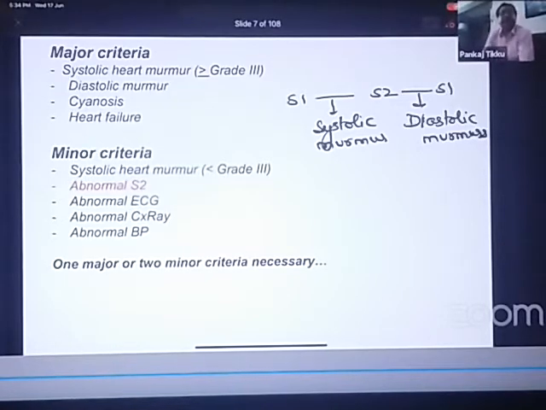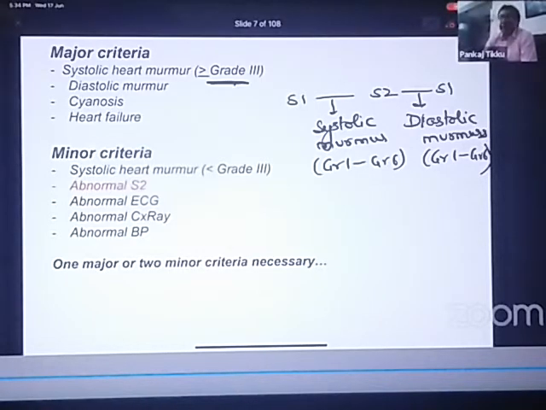Each of these murmurs is further graded into 6 categories, from grade 1 to grade 6, and similarly here also from grade 1 to grade 6. So any systolic murmur which is more than or equal to grade 3, any diastolic murmur, now it is not required what the grade of a diastolic murmur is, it may be any grade.